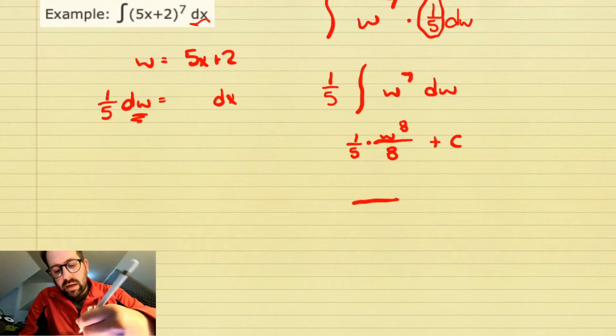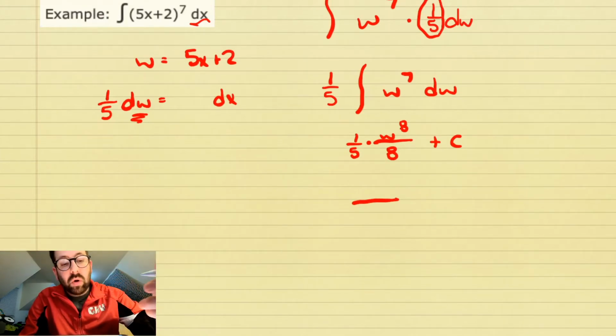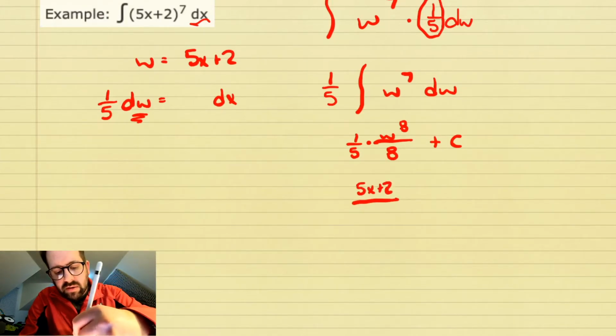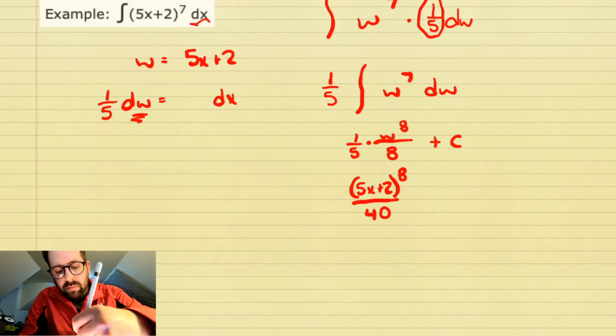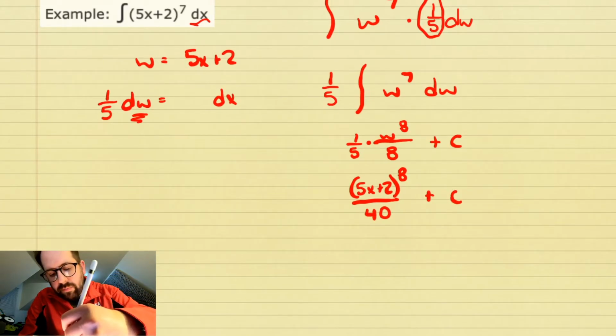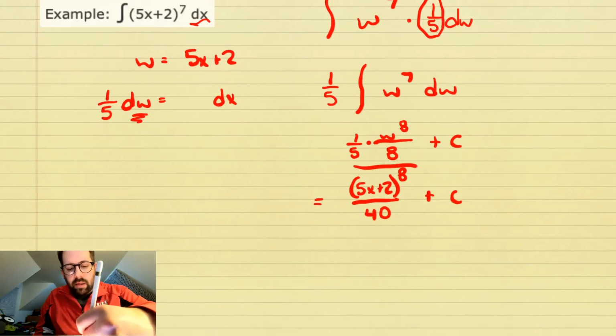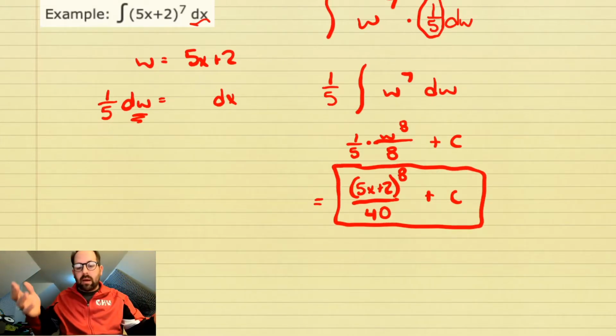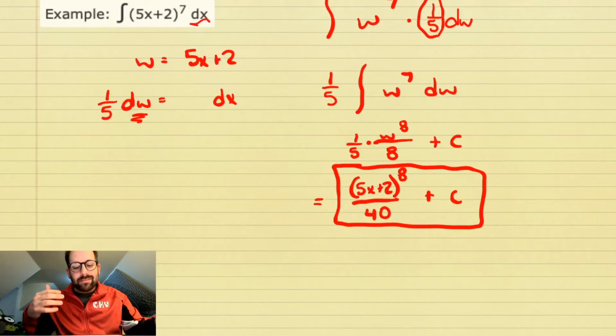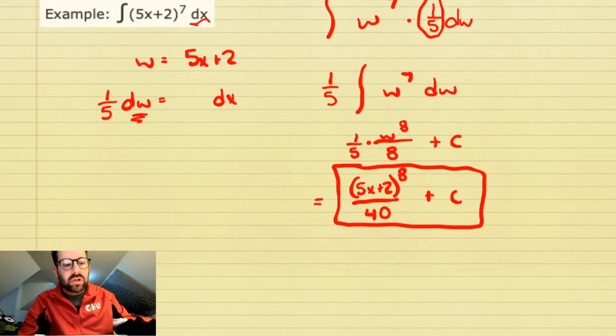And now what I'm going to do next is substitute back in what w was. w was 5x plus 2. I'm going to plug that back in. The 5 and the 8 are on the bottom. Those multiply to give me 40. And there you go. This is the antiderivative. Now, if you're not sure, again, check it. See if it actually works out to be the right answer.